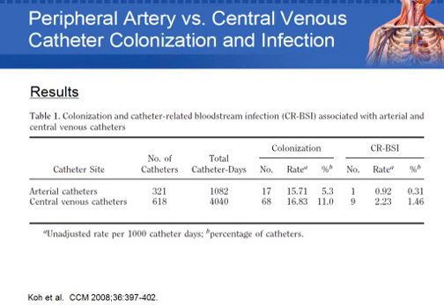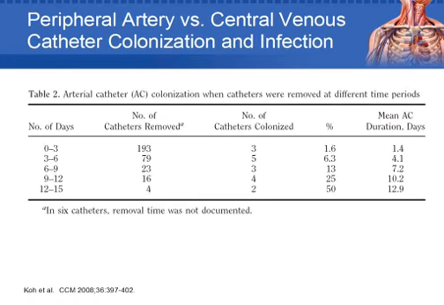Next, they look at CRBSI. The rate for arterial catheters was 0.92, so almost 1, and for central venous catheters was 2.23. Again, this difference was not statistically significant. Interestingly, next the authors looked at the risk of catheter colonization by duration of catheterization. On the far left you see the number of days. Catheters in place from 0 to 3, 3 to 6, 6 to 9, 9 to 12, or 12 to 15 days.